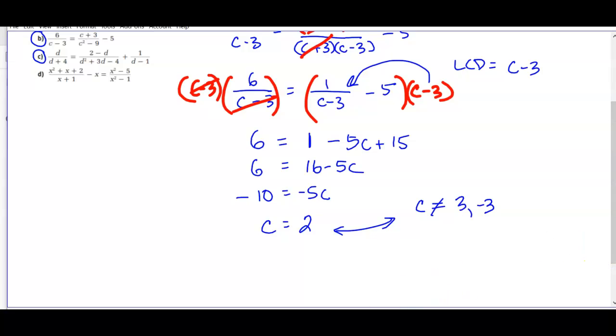Okay. Let's look at the next one, C. So again, factor if you can.